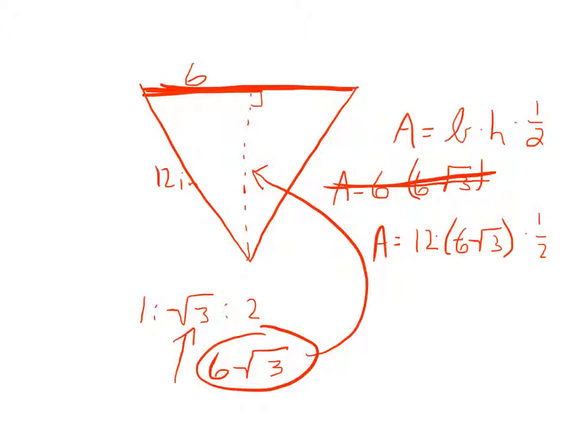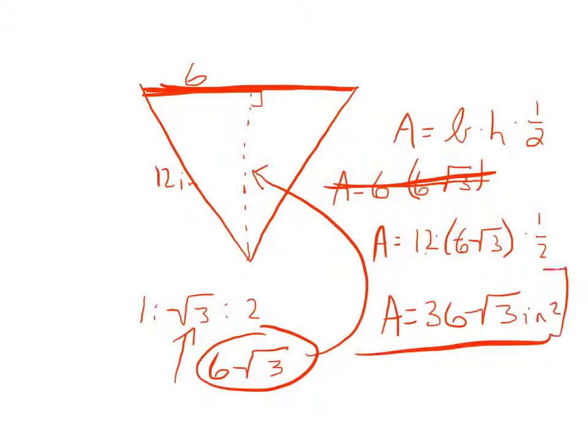So 6 times 12, I can multiply that there. 6 times 12 will be 72, and half of that is 36. So the area will equal 36 times the square root of 3. And that's all the further I can go at this time. Add my label there. And that will be my answer. 36 times the square root of 3.